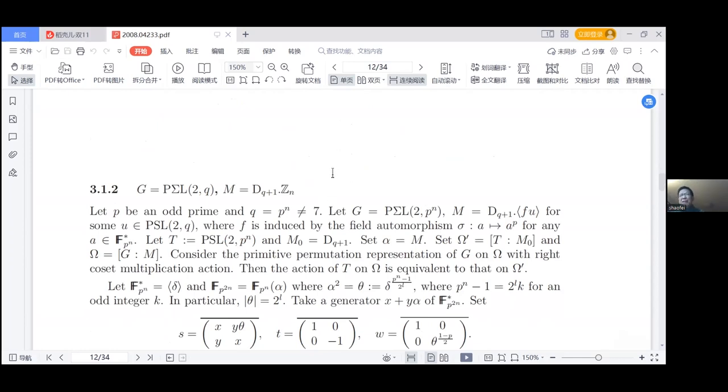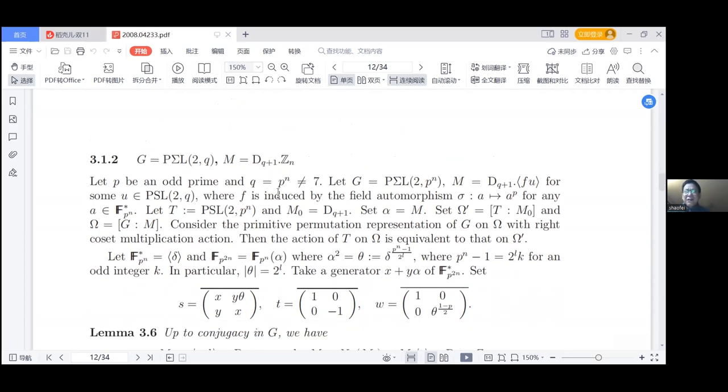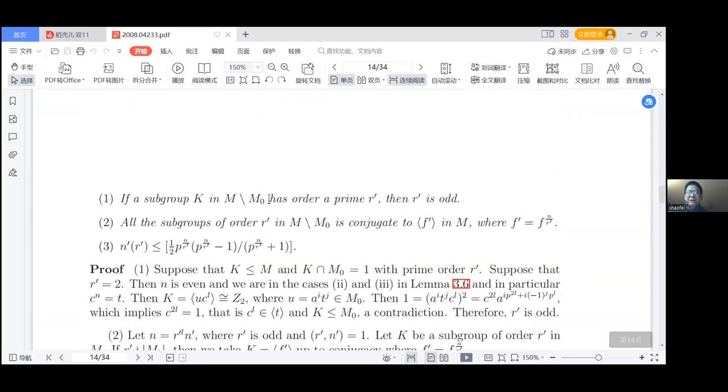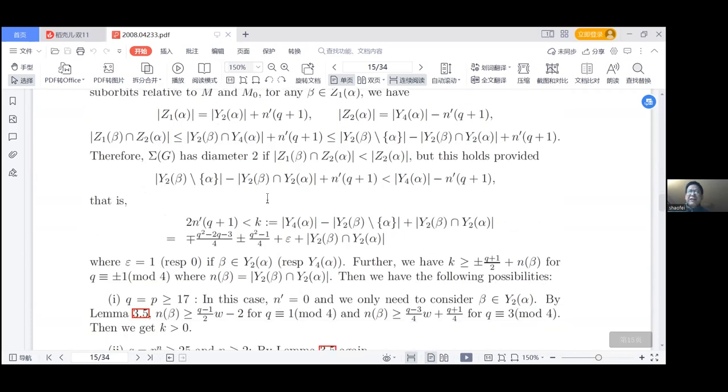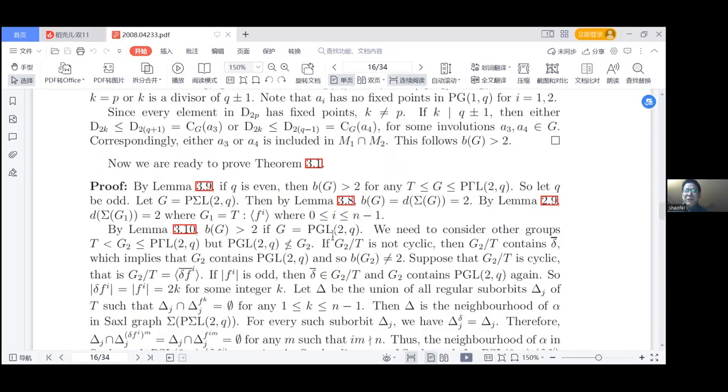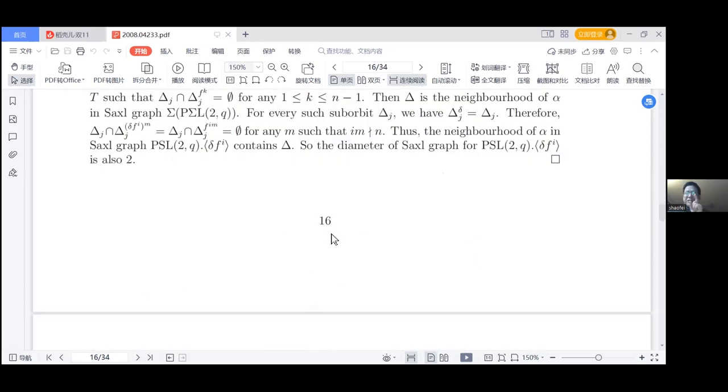Okay, after finishing PSL2 with D_{q+1}, then you need to study PΓL2, that means the group PSL2 extended by the field automorphism. Then this m is the n-th, m is bigger than m_0. Then you study this group, prove the conjecture. Finally, you prove this main theorem for this group. It's more than 10 pages for this one group, actually just some computations.